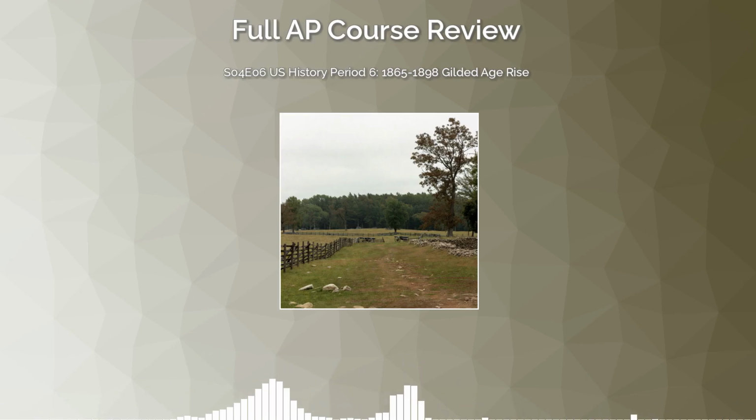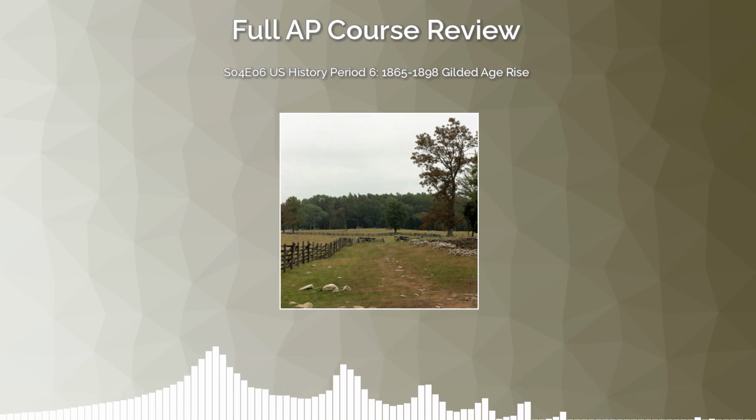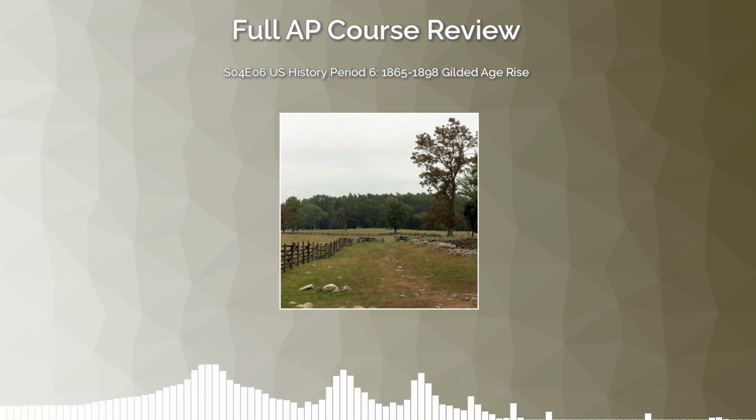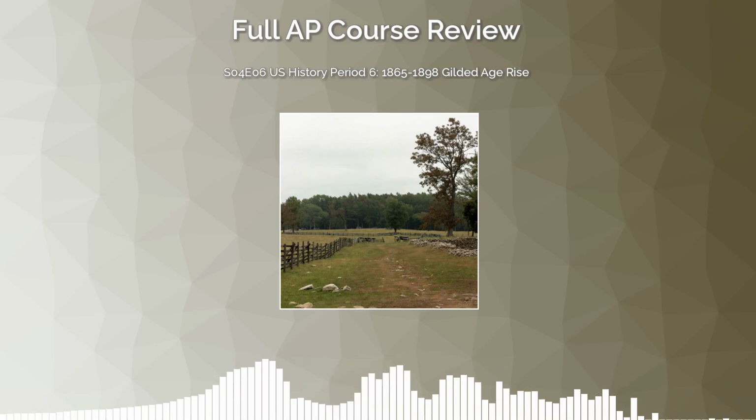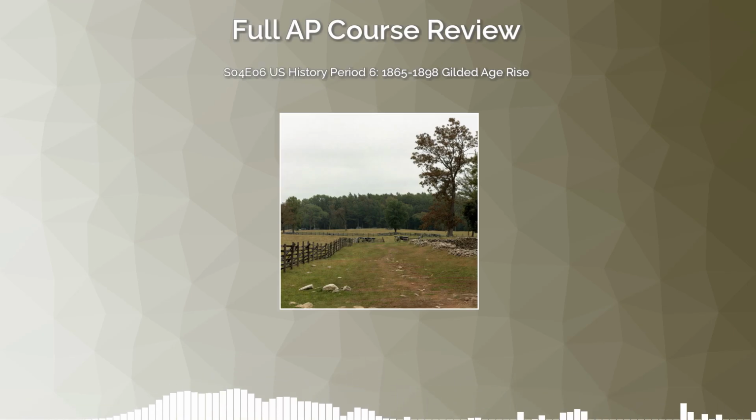The push for reform, civil service. By the 1880s, the reform movement had enough momentum to force a change. The assassination of President James Garfield in 1881 by a disappointed office seeker, a man named Charles Guiteau, who felt he deserved a government job, shocked the public into action.